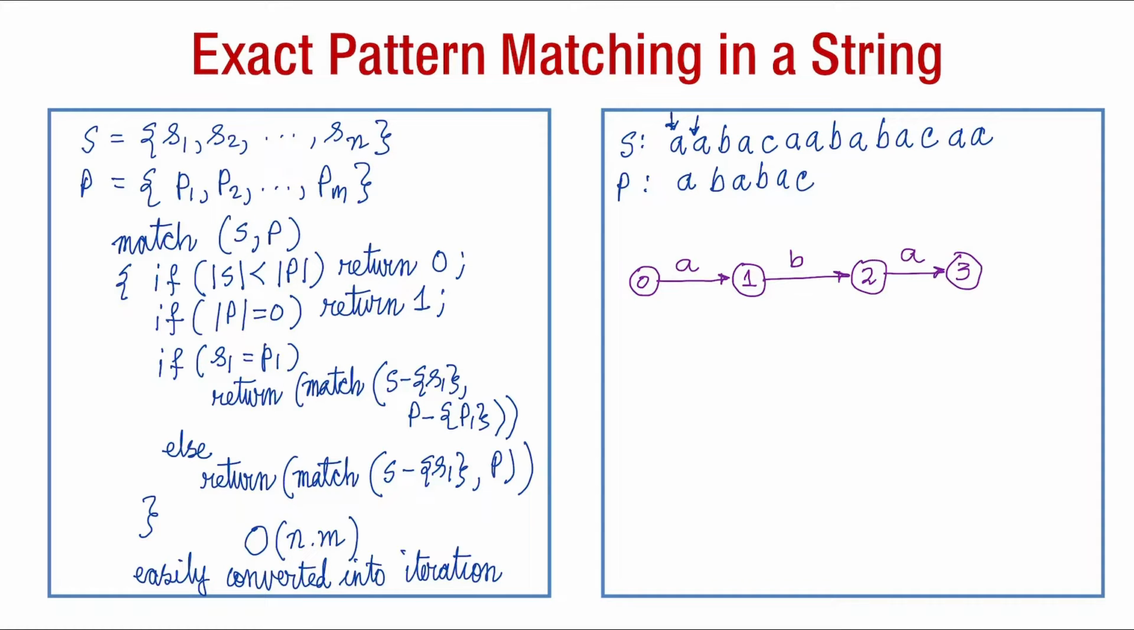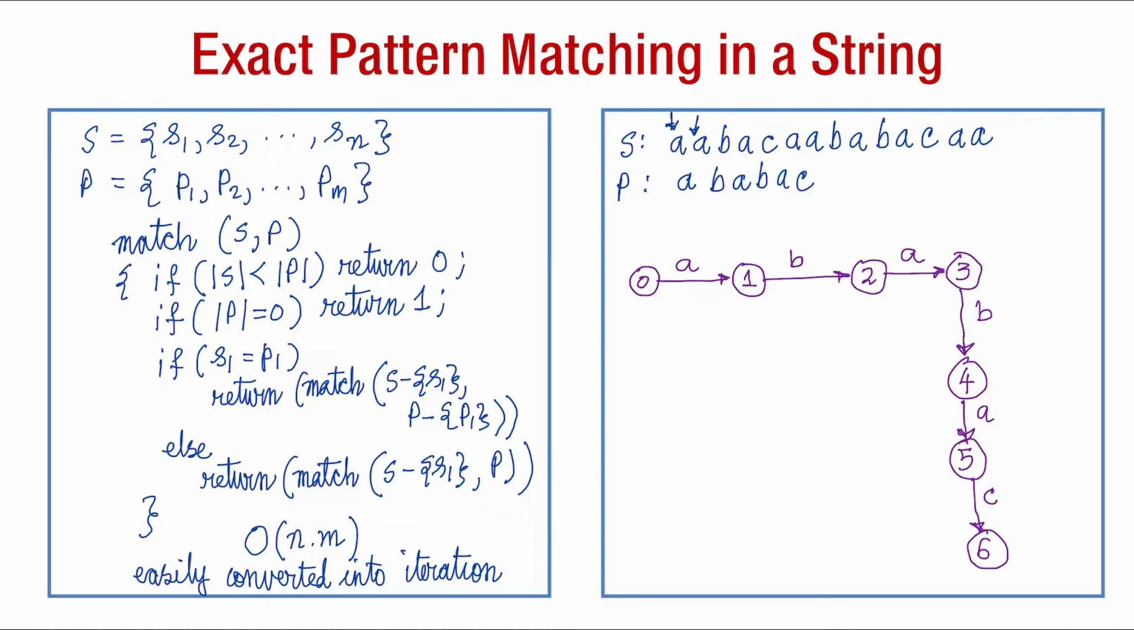Then from here it will go to A, B, A, then B, state 4, then from state 4, from B, again A, state 5, and from A to C, state 6. Suppose this is the sequence I want to match. Now, let us try to find out how we will draw up this state diagram.